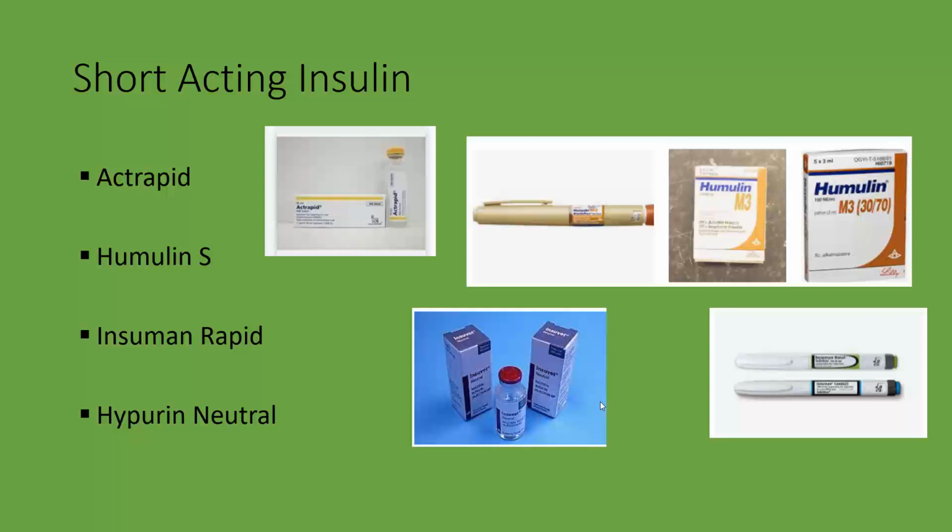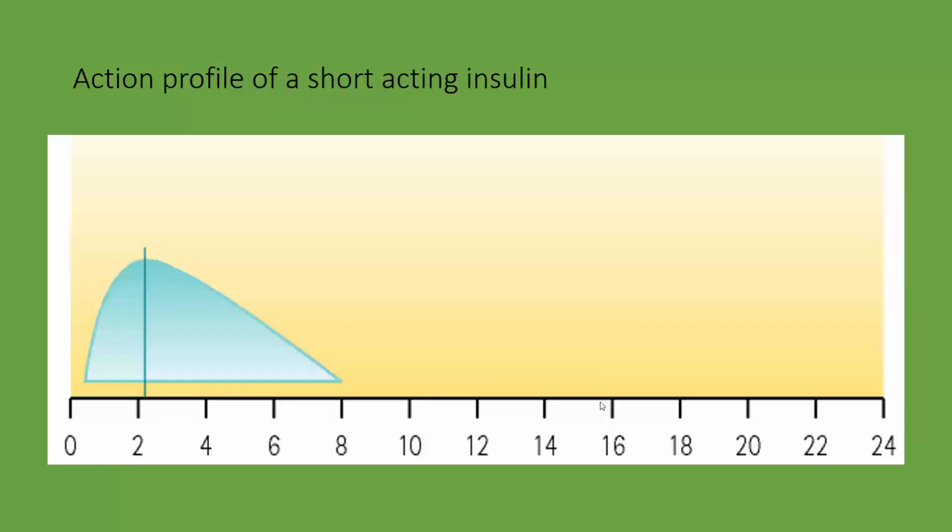So this is the action profile of short-acting insulins. It takes at least half an hour to start working, and then it will reach the peak by about 2 hours. And then it will be in the system for a minimum of about 4, up to about 6, and then tailing off to about 8 hours.